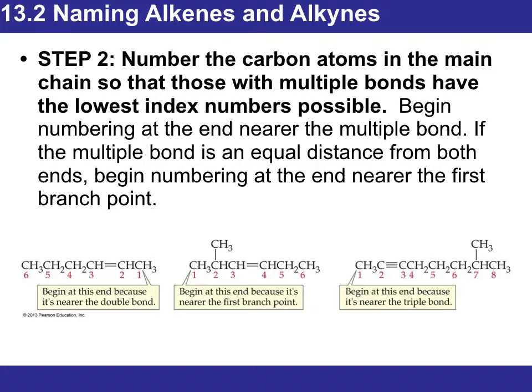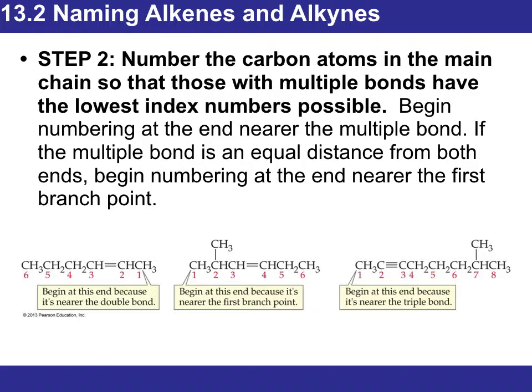Second step, need to number those carbon atoms. Well, this sounds a little bit tricky, but what you're going to try to do is to number those carbon atoms at the end that is nearer the multiple bond. So that's the example on the far left. I don't go 1, 2, 3, 4, 5, 6, left to right, but I go 1, right, 2, 3, 4, 5, 6, right to left, because my carbon number 2 is closer than if I were to count the other way around. That would be 1, 2, 3, 4, where I would see my double bond.